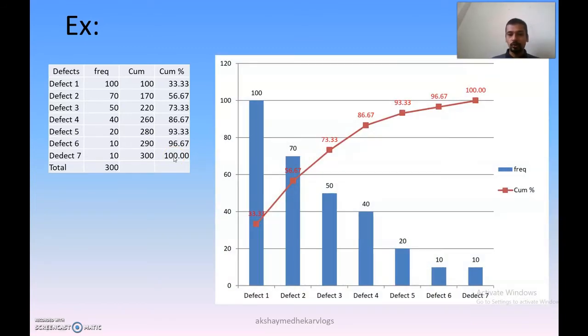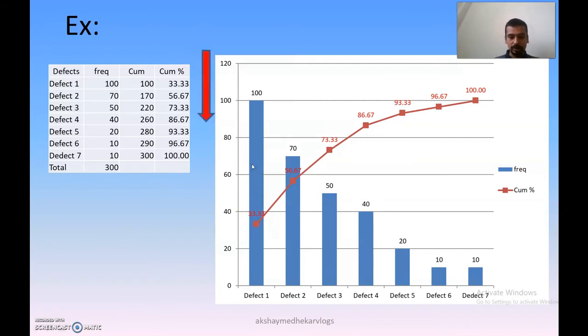So what does this Pareto chart say? You can see the first three defects, defect 1, 2, 3, are contributing to 73%. So we can target these three defects, defect 1, defect 2, defect 3. These are the most frequently occurring defects, and that's why our quality is in trouble. So we need to target these defects.